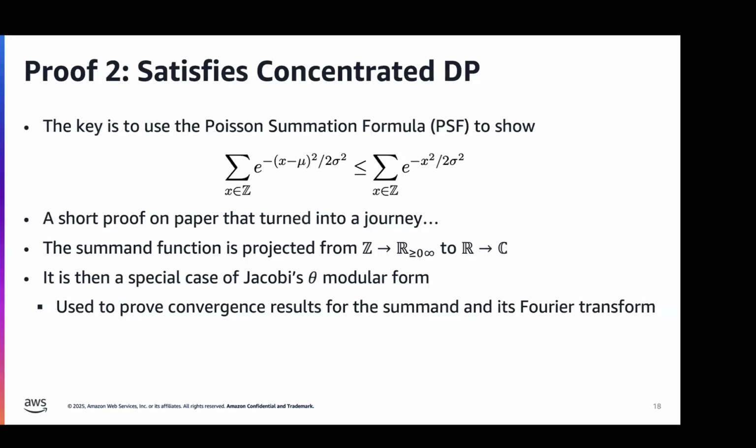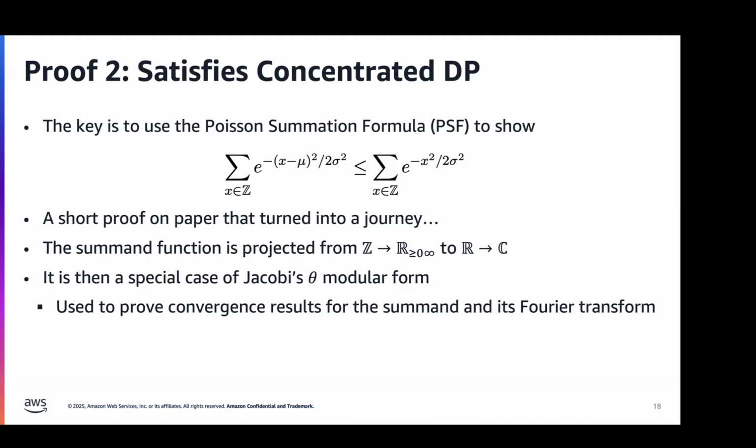For me, it turned into quite a journey in Lean. I don't think there's that much interesting to say about it. But note that, first of all, the summand function is projected from being of type integers to extended non-negative reals to complex numbers, because we need to use results from Fourier analysis. And it's also very convenient for lots of reasons.